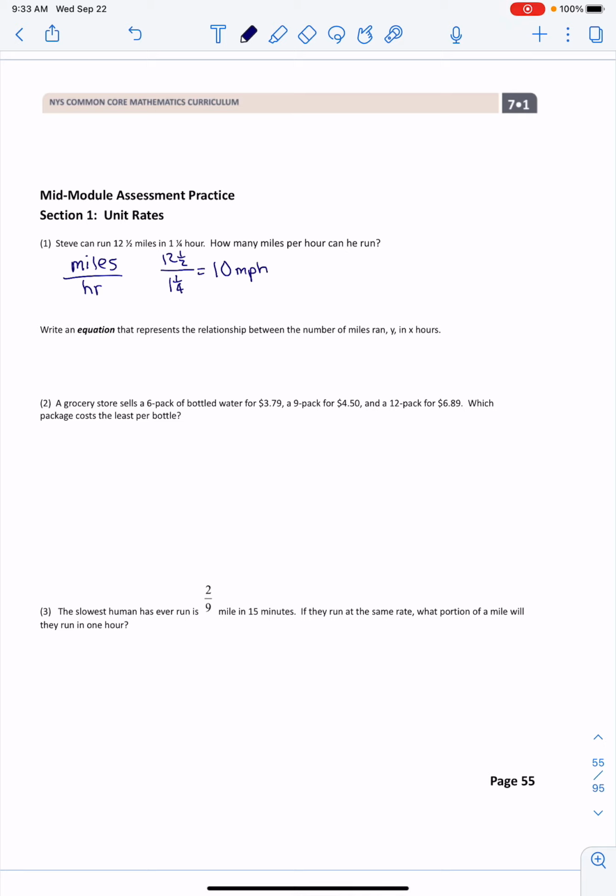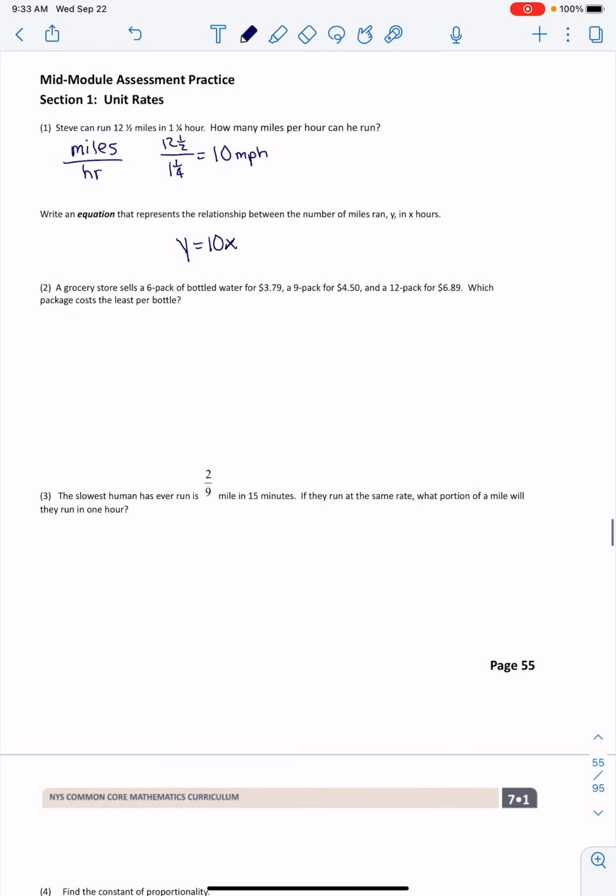So next it says, write an equation that represents the relationship between the number of miles ran, y, in x hours. So we have y equals 10x, because 10 is our unit rate.